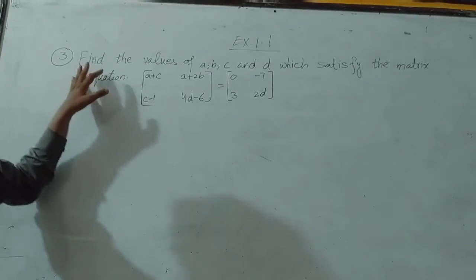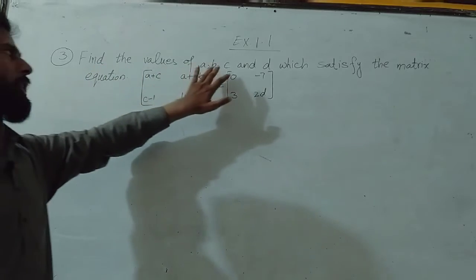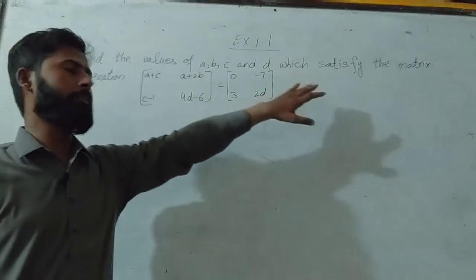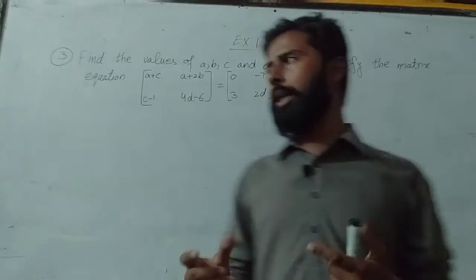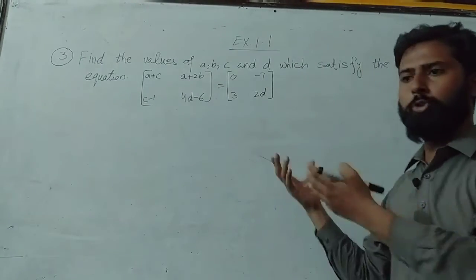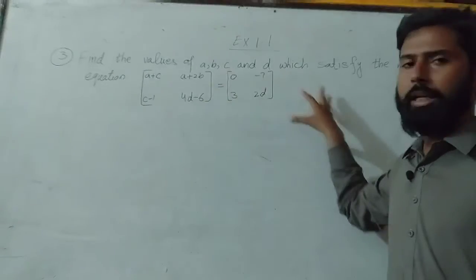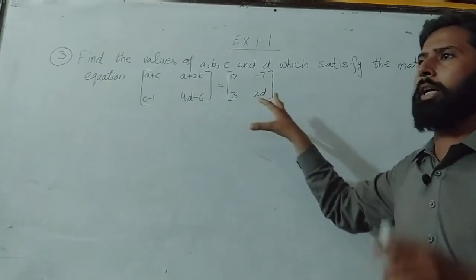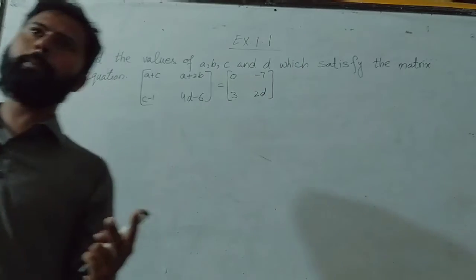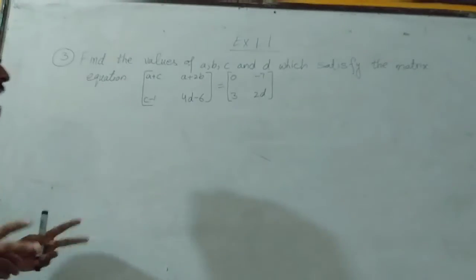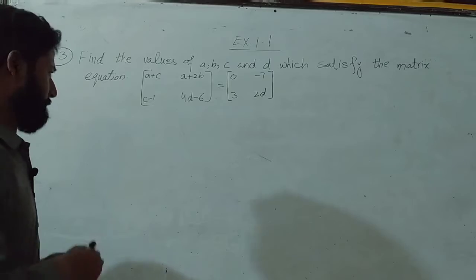Question number 3. The question is given, find the values of A, B, C and D which satisfy the matrix equation. As it is given as a matrix equation, it means the matrices should be equal, their order is equal and their corresponding entries should be the same. So by keeping the second point in our mind, for the corresponding entries we have to simplify this.